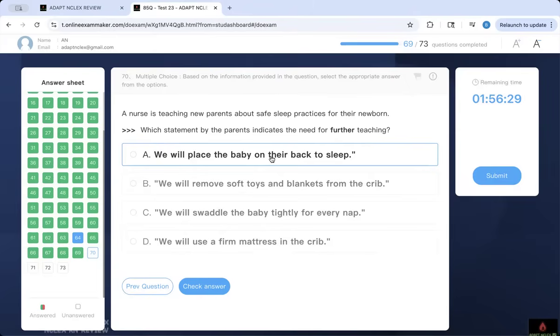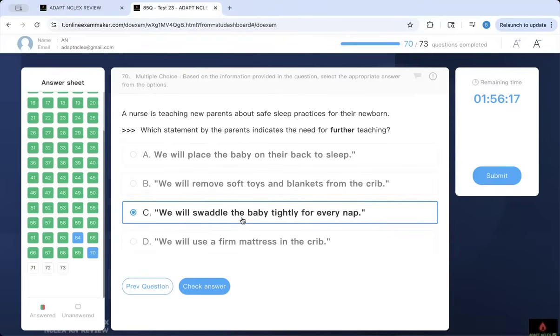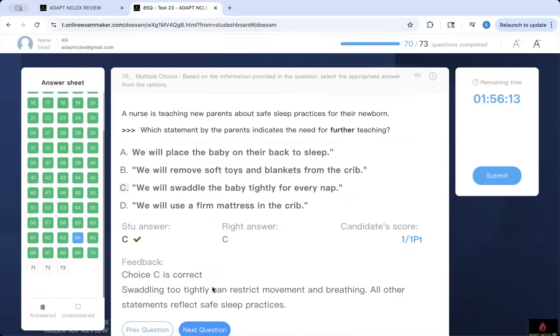Placing the baby on the back is good. Remove soft toys and blankets from the crib to prevent suffocation. Swaddle the baby tightly for every nap? No, just let them loose. And the mattress should be firm.